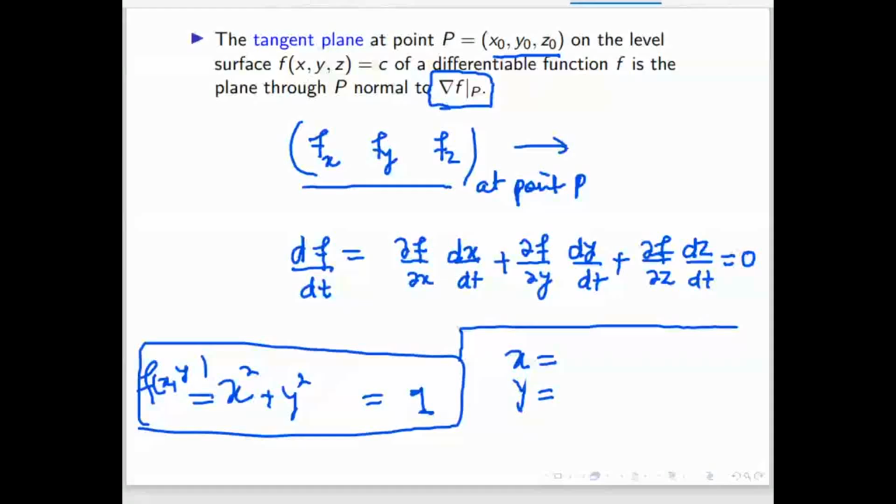Sir, that x may be a by root over a square plus b square plus c square, and y may be b by root over a square plus b square plus c square, that may be for 3 dimension. Yes, that we can.